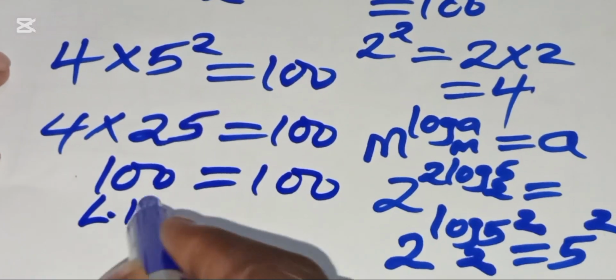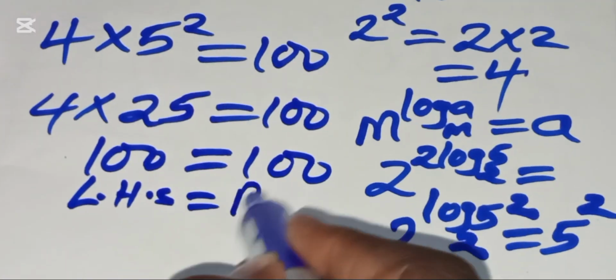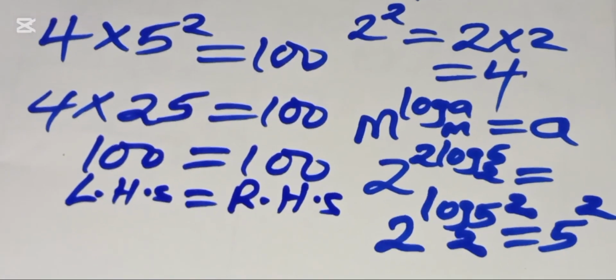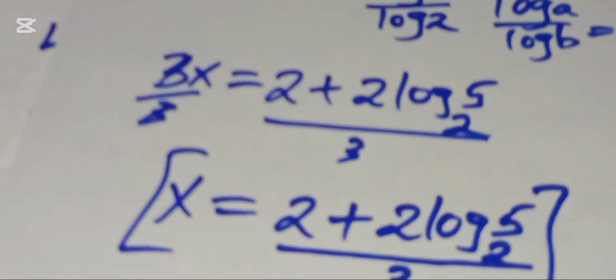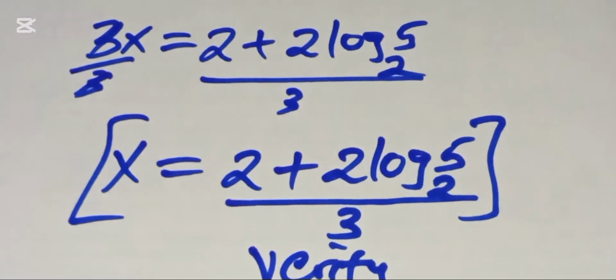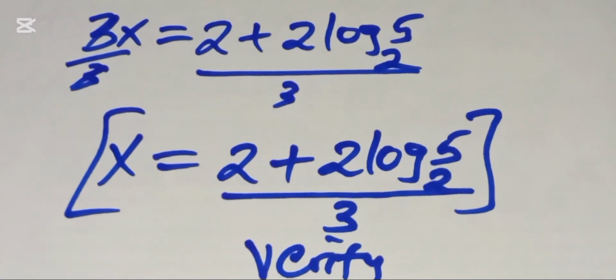So that means that the left-hand side is equal to the right-hand side. And that affirms that the value of x, which is equal to 2 plus 2 log 5 to base 2 divided by 3, satisfies the equation.